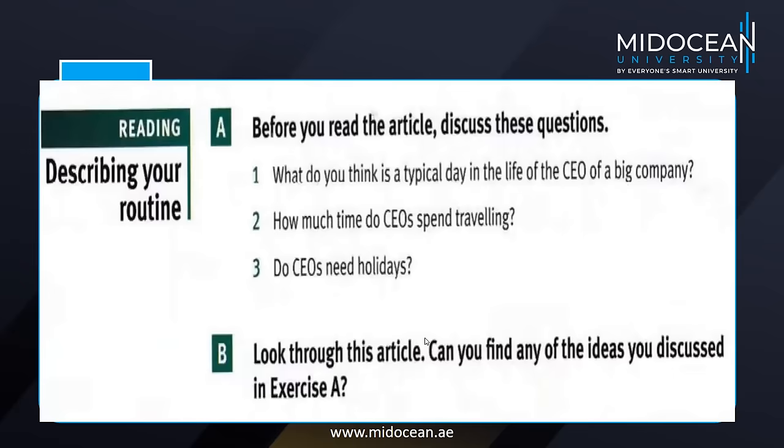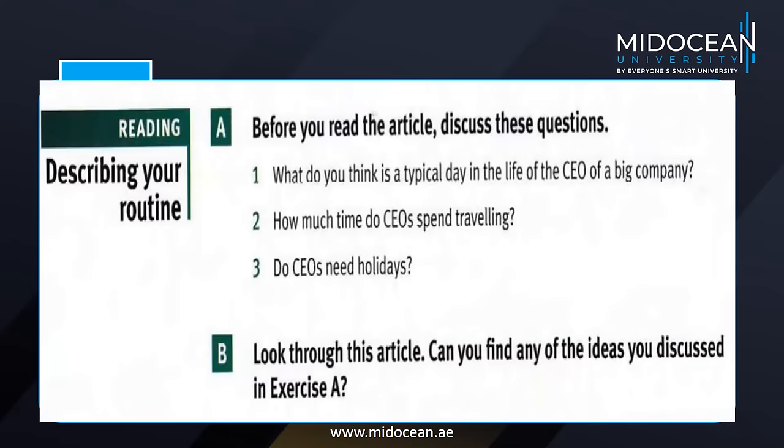Well, let's move to another thing, which is the reading task. So, we have a reading passage related to describing a routine. In exercise number A, before you read the article, discuss these questions. يبقى قبل ما أقرأ الارتيكل اللي هو المقال أنا عايز كده مع نفسك كده to discuss these questions كده اسأل نفسك الأسئلة دي التلاتة دول. Number one, what do you think is a typical day in the life of the CEO of a big company؟ يعني أنت بتعتقد إيه اليوم المثالي، اليوم العادي، يوم العمل الطبيعي بتاع السي اي او في حياة السي اي او، شخص لو رئيس التنفيذي لشركة كبيرة، اليوم الطبيعي بتاعه يوم العمل بيكون عامل إزاي؟ Okay, so ask yourself this question.